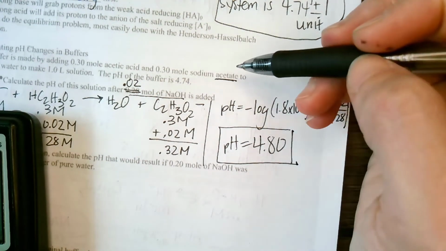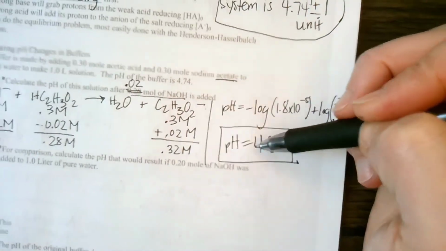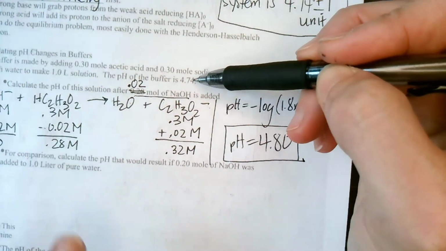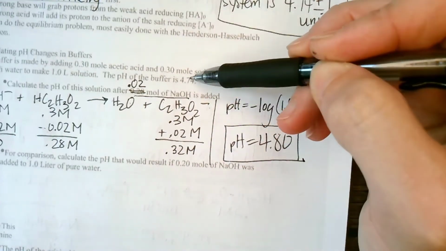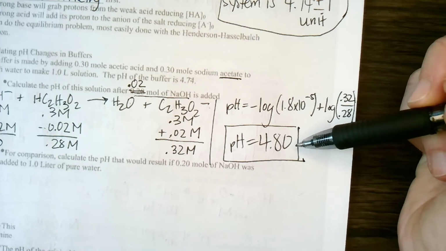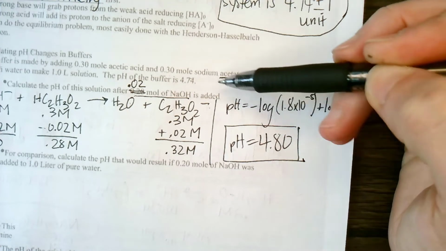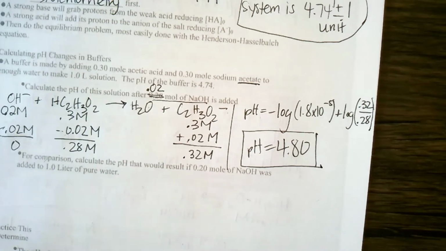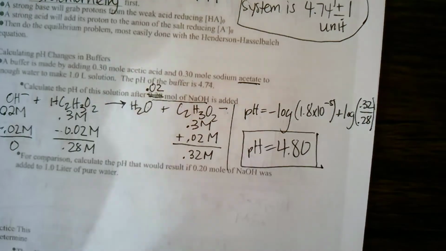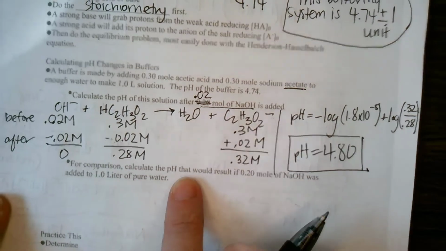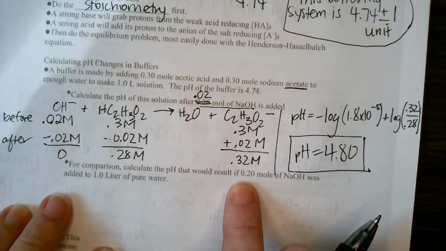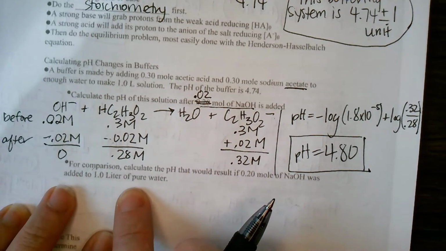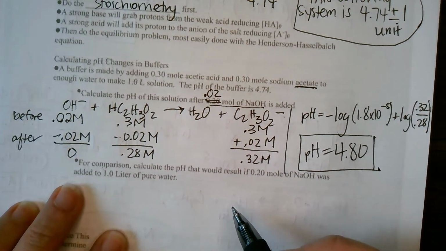And we can also see that adding that strong base only raised the pH by about 0.06 pH units. So yes, it made it more basic, but not by very much. Now for comparison, we're going to calculate the pH that would result if 0.2 moles of NaOH was added to 1 liter of pure water.